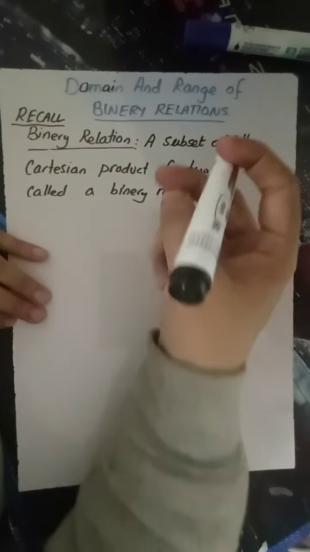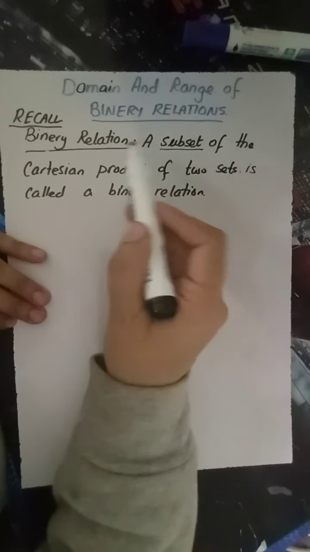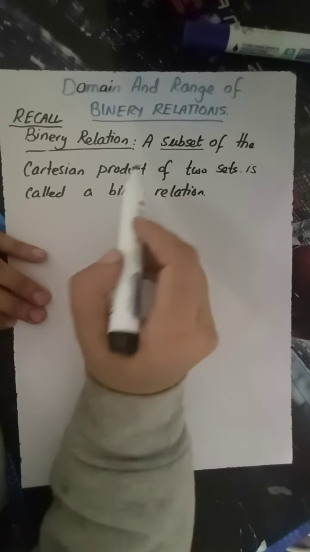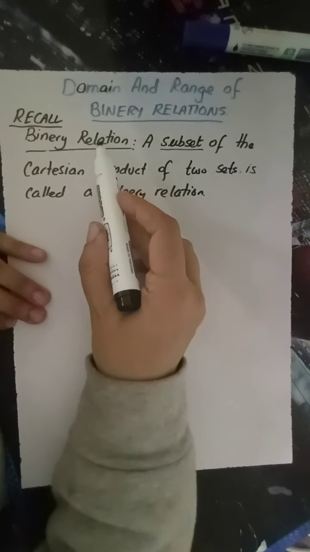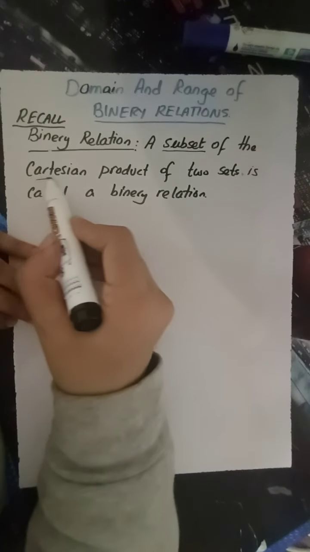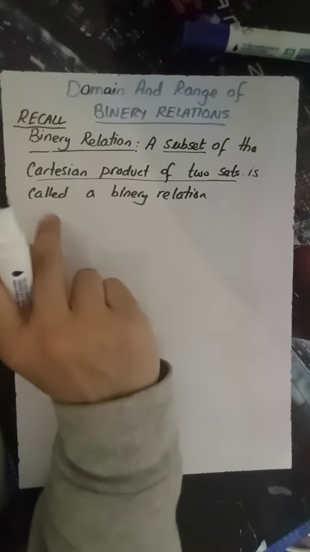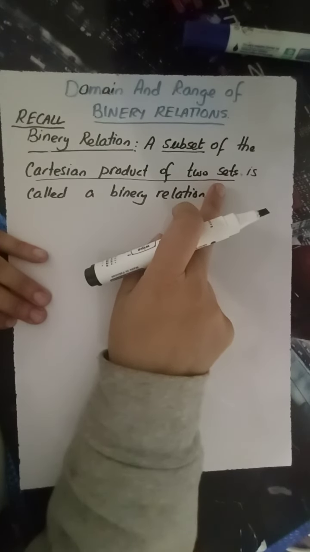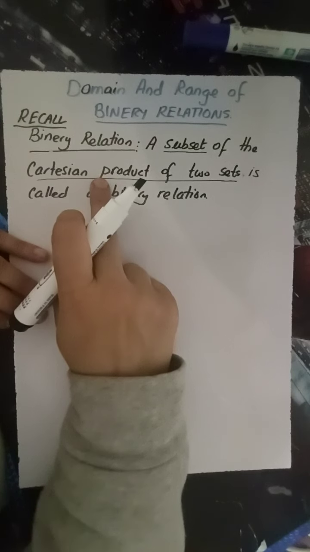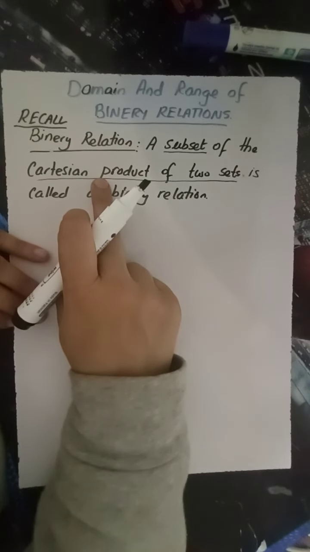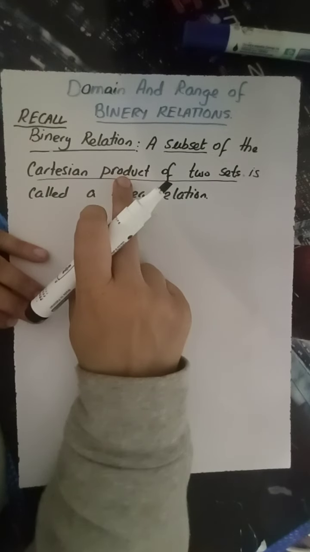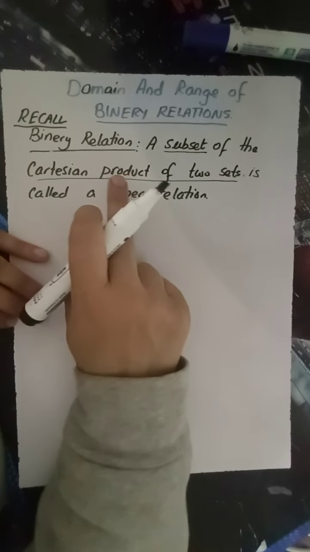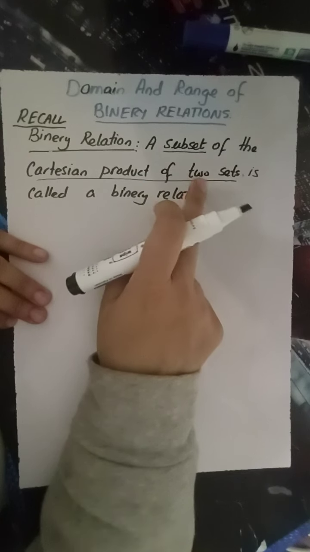We know what a subset is, okay, part of a set. So it means that it is a subset, and the set to which this binary relation is a subset is the Cartesian product of two sets. So with the help of an example, I'm going to get two sets, then I'm going to find their Cartesian product. After finding the Cartesian product, I'm going to get a set which will represent all the ordered pairs of these two sets.